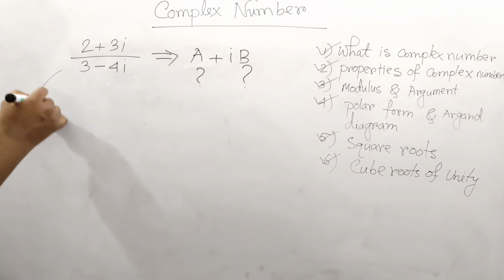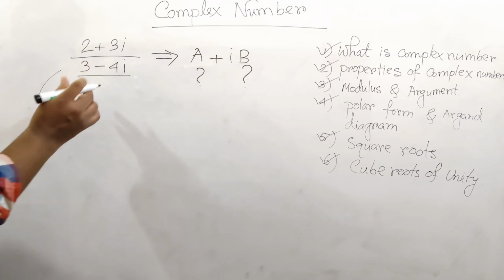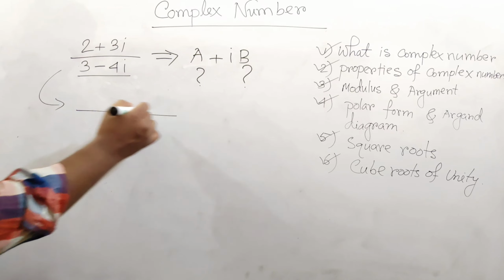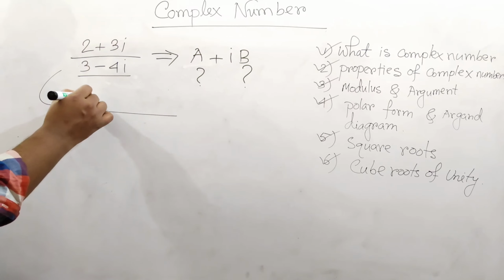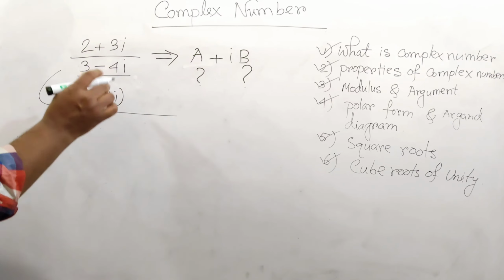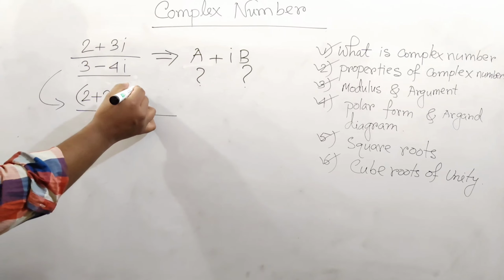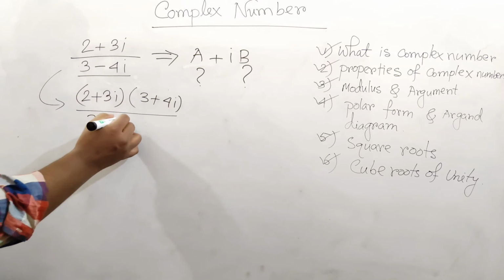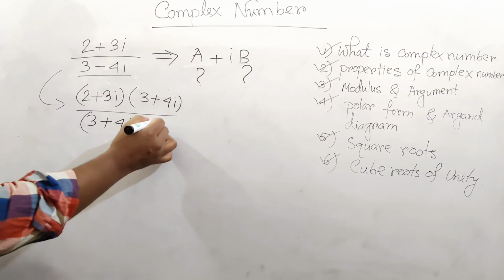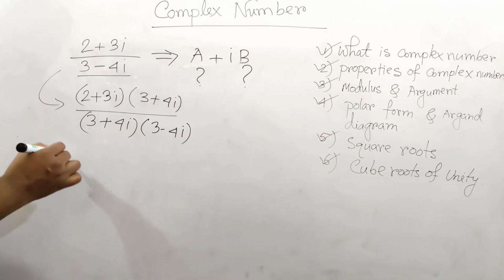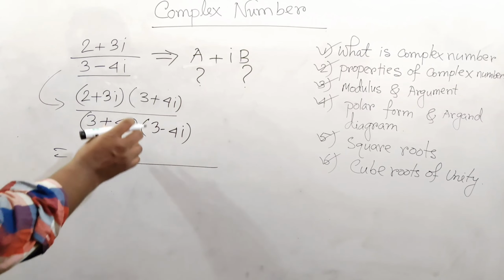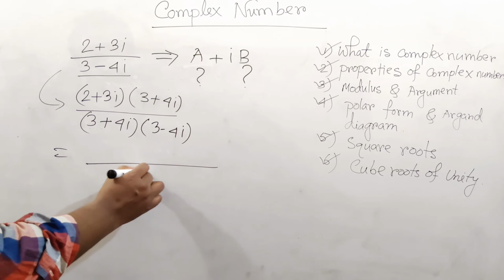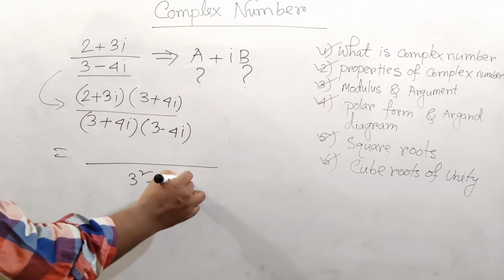Always look at the denominator. Here the denominator is 3 minus 4i. So we must multiply both numerator and denominator by the conjugate of this denominator, that means 3 plus 4i. So in the numerator we multiply by 3 plus 4i, and in the denominator 3 minus 4i remains. Now if we work it out, the denominator is also an algebraic formula, a square minus b square, that is 3 square minus 4 square i square.